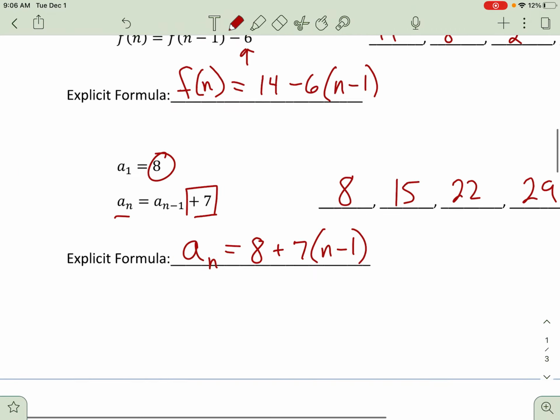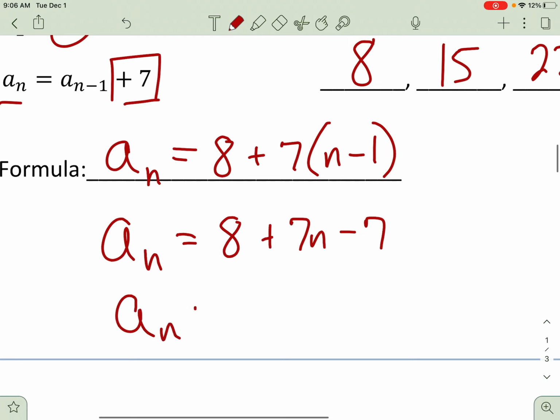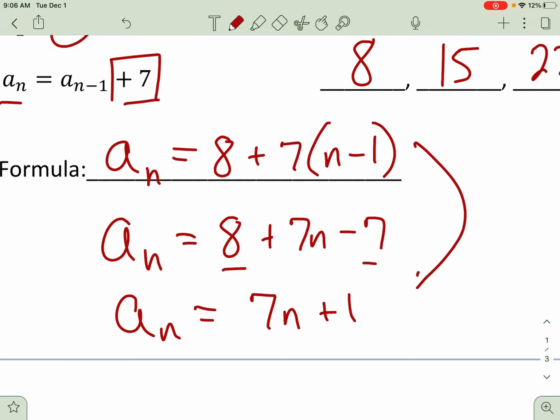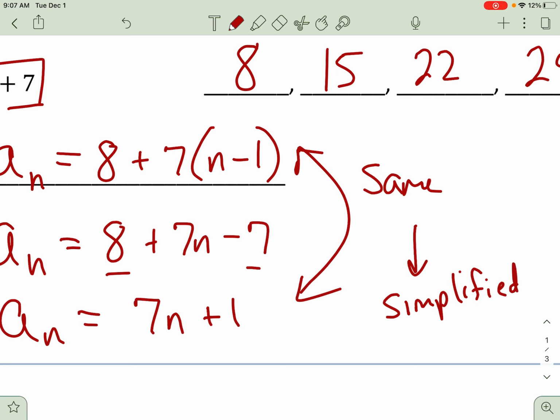All right. Now, sometimes it'll ask you to simplify that. So if it asks for a simplified version, all that means is that you're going to take these numbers, you're going to distribute this 7, okay? And you're just going to simplify the right side. All right. So this would be 7n and 8 and 7 combined. 8 minus 7 is just 1. Okay. So these two things are the same. It's just that this one is simplified. Okay, we simplify the right side.